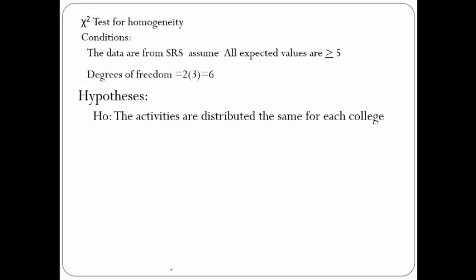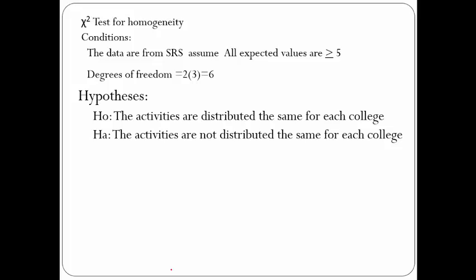And then, what we would expect if the activity is distributed equally among each college, again, not necessarily by total counts, but by percentages. And then the alternative: the activities are not distributed the same for each college. Kind of like we did before, I'd like to see you write out a few of these. I'll show you how to get that chi-squared value in just a minute.